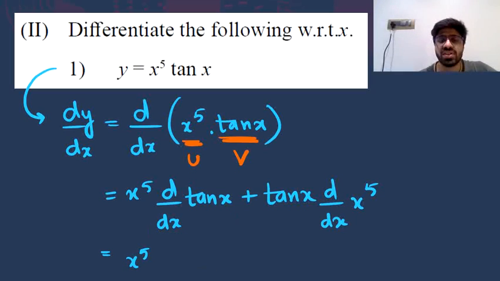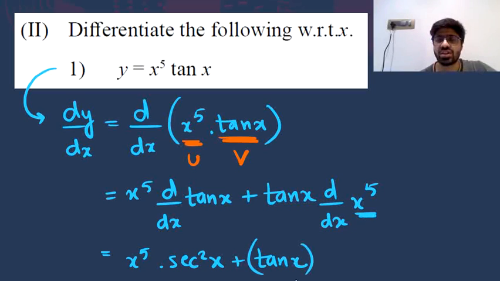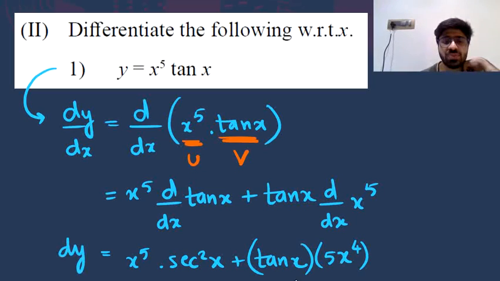Derivative of tan x will be sec square x, so we have x power 5 into sec square x plus tan x into derivative of x power 5, and derivative of x power 5 can be calculated by the x power n rule. The derivative of x power n was n into x power n minus 1. So the derivative of x power 5 will be 5x power 5 minus 1, that is 5x power 4. And yeah, this is the final expression for dy by dx.